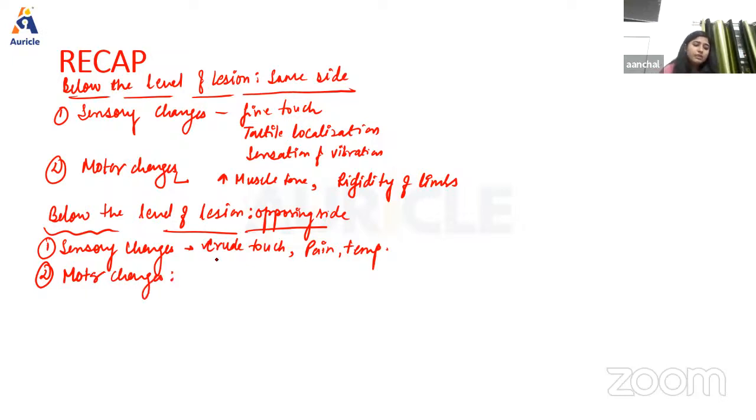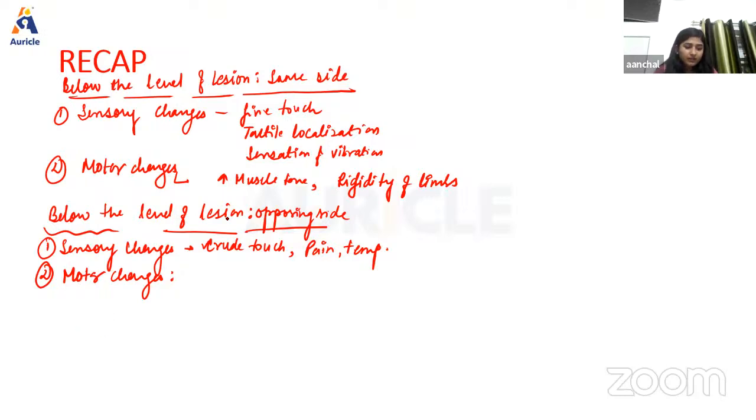And in motor changes, mostly there will not be any paralysis of muscles, but if it occurs, it would be mild as only a few fibers of pyramidal tract are affected. This is because pyramidal fibers cross to the opposite side and paralysis of upper motor lesion type occurs. So during hemisection of the spinal cord, the motor loss is extensive and sensory loss is less below the level of lesion on the same side. On the opposite side, sensory loss is extensive and the motor loss is very less.